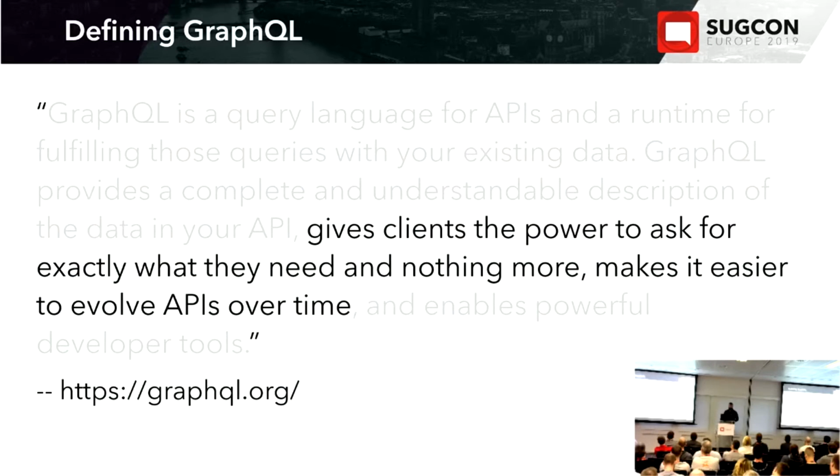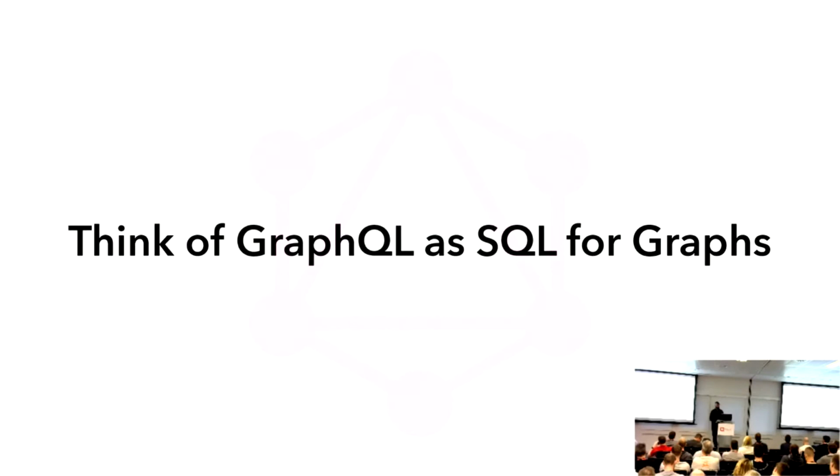The next part of the definition is that it gives clients the power to ask for exactly what they need and nothing more. And it makes it easy to evolve APIs over time. And for this, I really just want you to think of GraphQL as SQL for graphs.